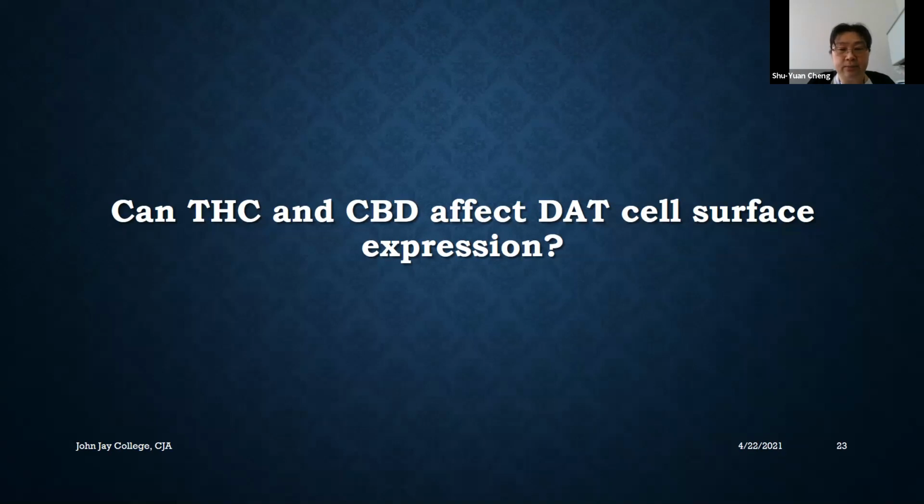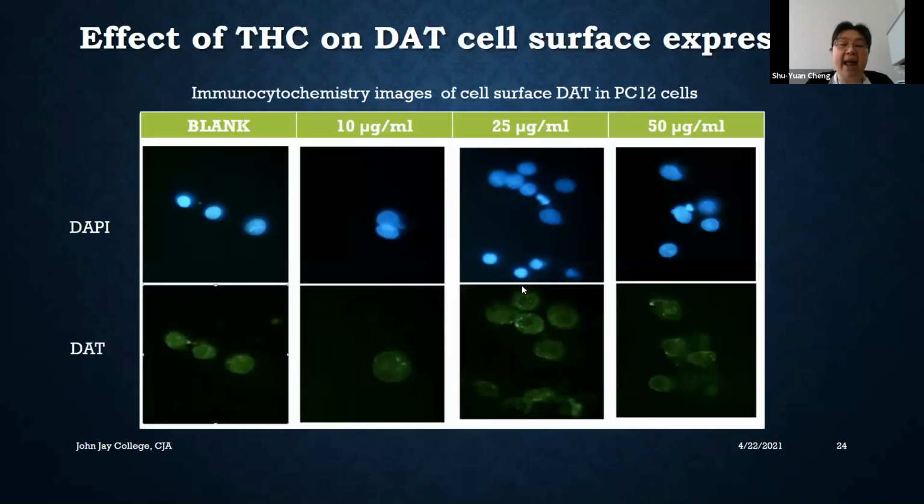Okay, so then let's go to the next one. I used the cells called PC12 cells. I treated them with THC at different concentrations: 10, 25, and 50 micrograms per ml. And then I conducted the immunocytochemistry reaction.